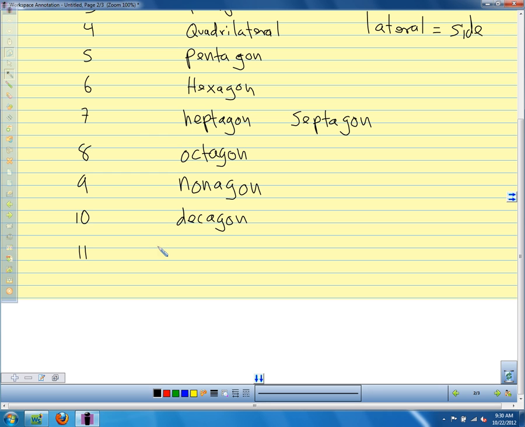Anybody want to guess what 11 is? It is something gon. 11 gon. Wow. 11 is just 11 gon. 12 has a special name. Anybody know the name for 12? 12-sided figure? It is dodecagon. And dodecahedron, now hedron means, rather than sides, hedron has to do with a solid. So hedron would be a solid shape.